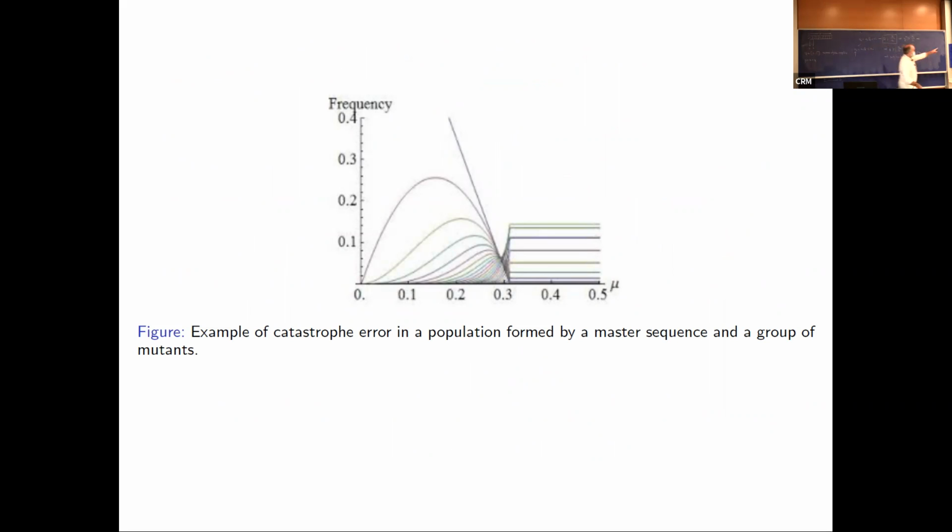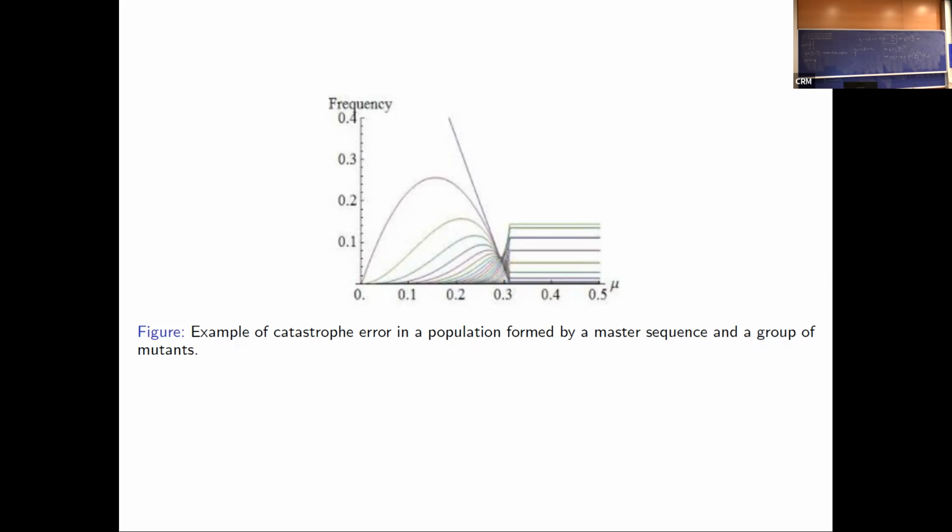Okay, so this is what happens. Here you have the master sequence. These are all the mutants. You iterate. This is just done with N equal to the master plus 10 mutants. You increase the value of mu. When it reaches this value, 0.3, which is the critical mu, what happens? The master sequence disappears and all mutants remain. Okay? So for a very long information code, the probability of mutation must be tiny.